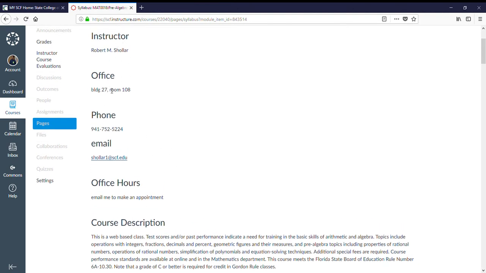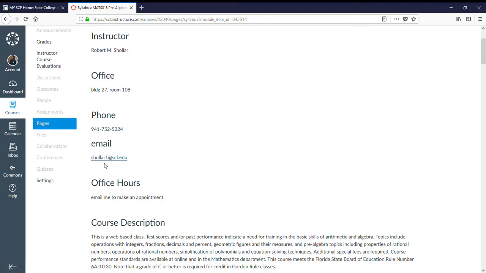Now, my office is not technically in the Bradenton Math Office Department. This is just the main office for the Bradenton Math Department. I am actually an adjunct, so I don't have an office. This is also not my phone number straight to my desk. This is just the main phone number to the math department. This is definitely my email, though.